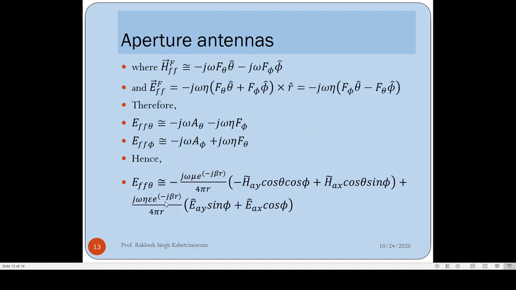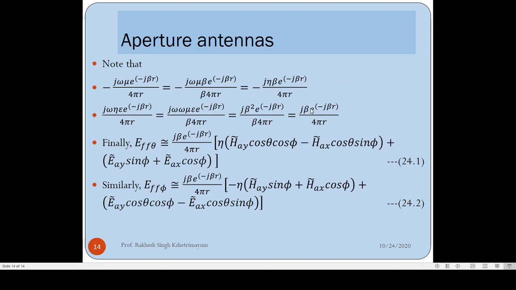So we need to replace this term here by the new derived terms you have here and here. When you do that, you can write a more compact expression for the electric field in the far field of the antenna. Theta component: j beta exponential minus j beta r divided by 4 pi r, eta times this term inside the first bracket, then plus this term here. So this term is the contribution from the aperture magnetic field, this term is the contribution from the aperture electric field. Similarly, you can also find the electric field in the far field phi component: j beta exponential minus j beta r by 4 pi r, minus eta times this term here plus this term here. This term is the contribution from the aperture magnetic field, this term is the contribution from the aperture electric field.